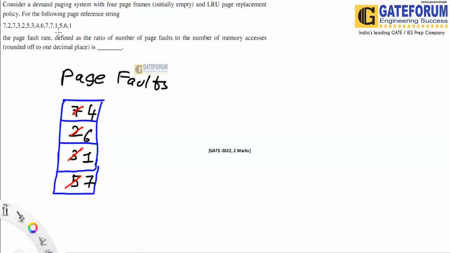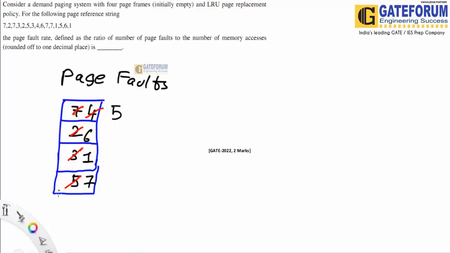Now we look at 5. 5 is also not present here. So basically we check: 7, 1 is being used right away, and 6 was also used before. So we replace the 4 with 5. We replace just 4 and we make it 5. Okay, then 6 is also present. There is no page fault. 1 is also present. There is no page fault.